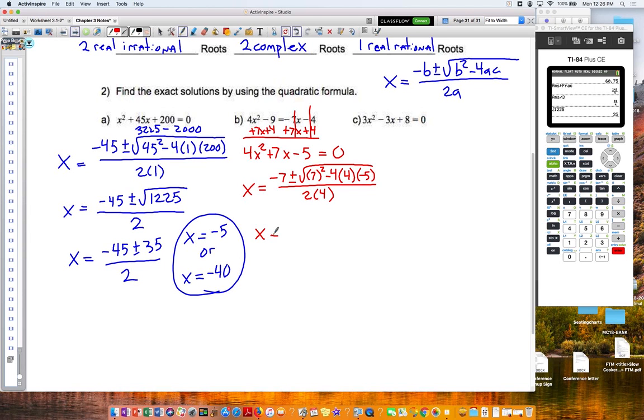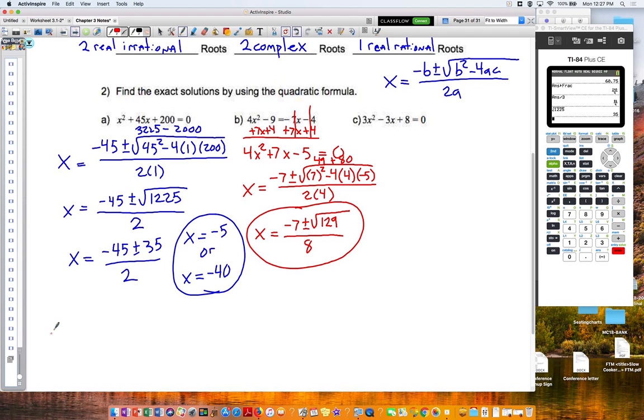We get x equals negative 7 plus or minus the square root. Let's see, 7 squared is 49. Negative 4 times 5 actually makes positive 80. So 49 and 80 make 129 all over 8. Here's the beautiful thing about this one. 129 has no perfect squares in it whatsoever. So we're actually done. Nice.